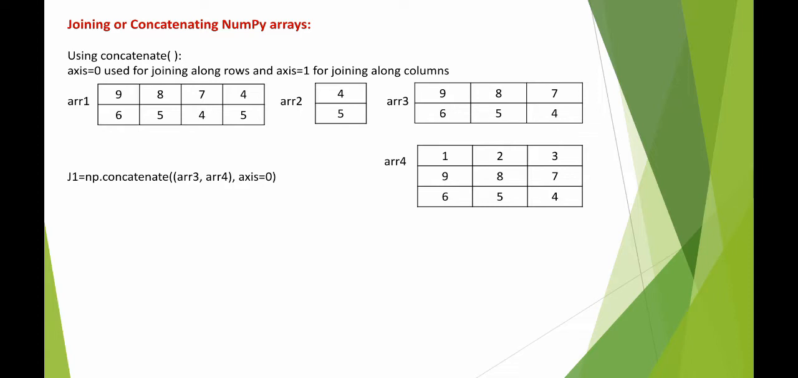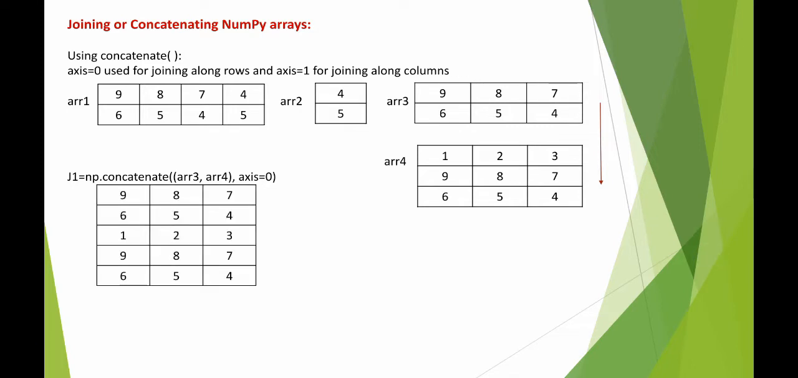Already in arr3 there are 2 rows and in arr4 there are 3 rows. If we concatenate them, the shape is matching because of the same number of columns. If we concatenate it, the direction of the concatenation should be like this, and the output produced will be somewhat like this. Here you can see arr3 was having 2 rows and arr4 was having 3 rows. Altogether we have got 5 rows and the column number is the same, 3 in both of them.